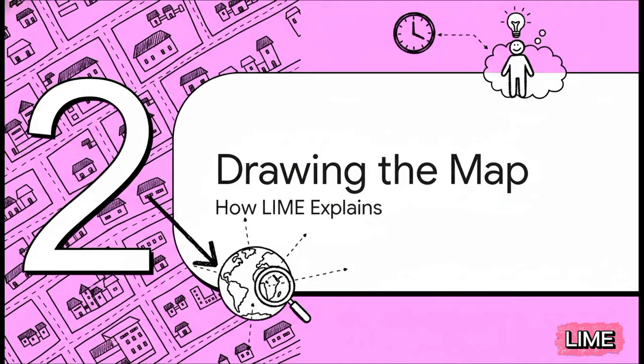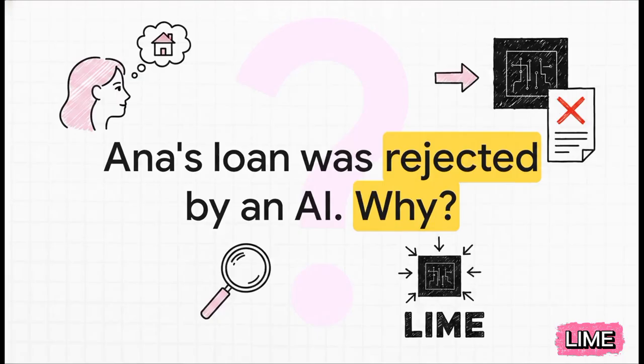Okay, so that's the big idea. But how does LIME actually draw this local map? Let's make this really concrete with a story, something that happens thousands of times a day. So, let's meet Anna. She applied for a loan, and a completely opaque black box AI model just rejected her. No reason given. Anna deserves to know why, right? We're going to use LIME as our detective to find the answer.